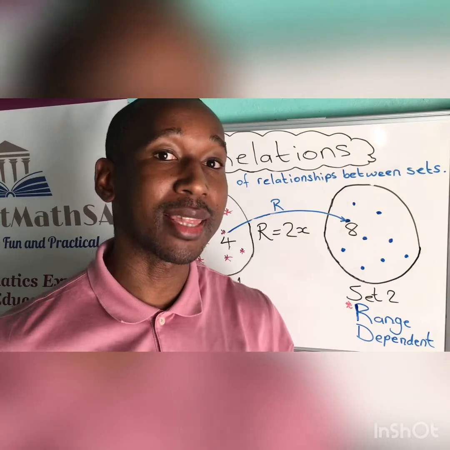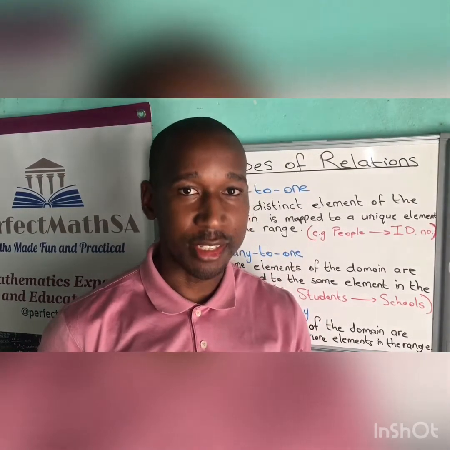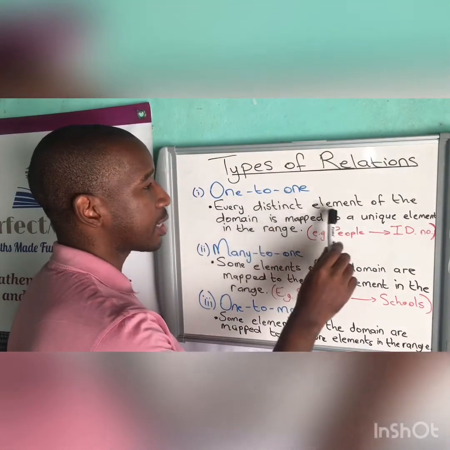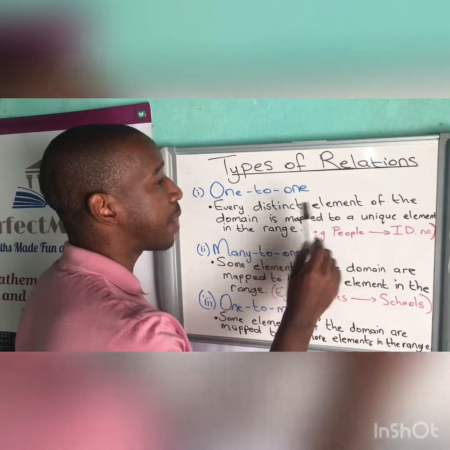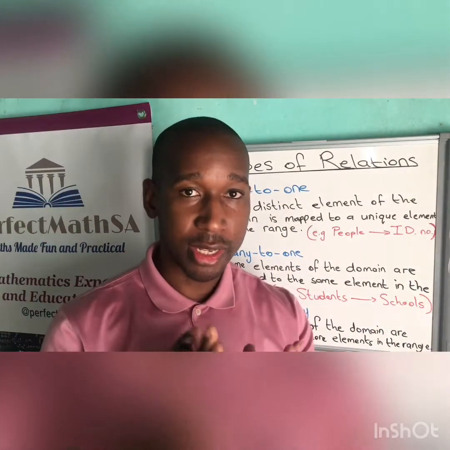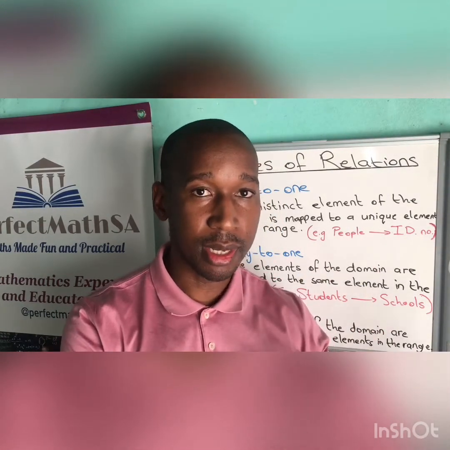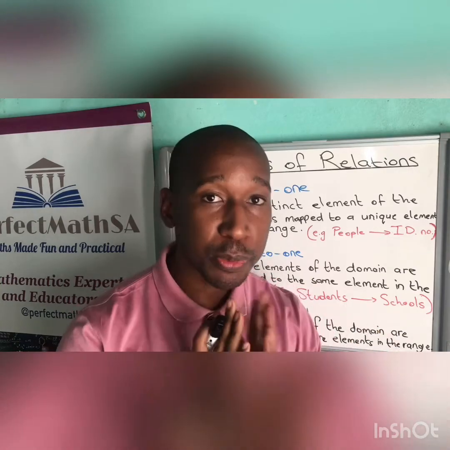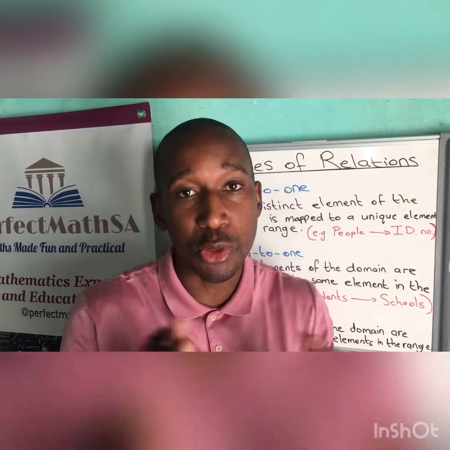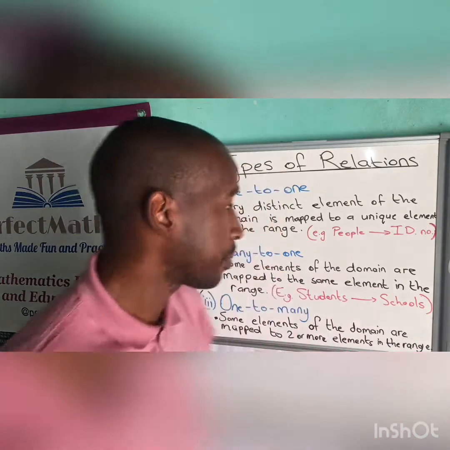And now we are going to look at the types of relations. The first is the one-to-one case. Here, every distinct element of the domain is mapped to a unique element in the range. So take, for example, the set of all people in South Africa and the set of ID numbers. Here we must have that each person has a different ID number. And we cannot have two people using the same ID number or the same person using two different ID numbers.